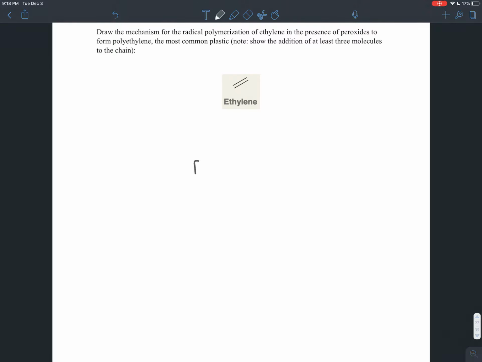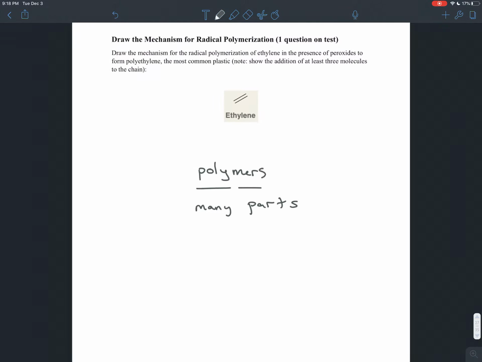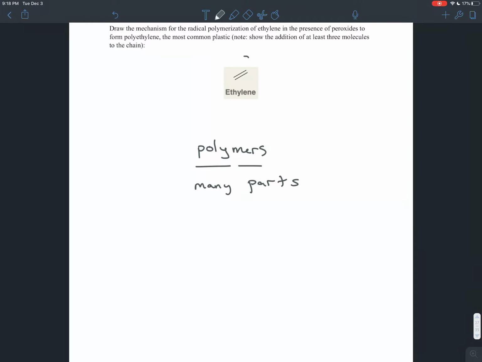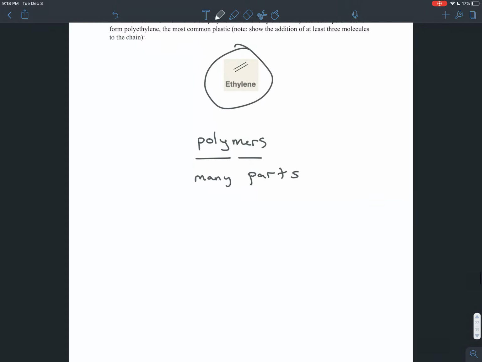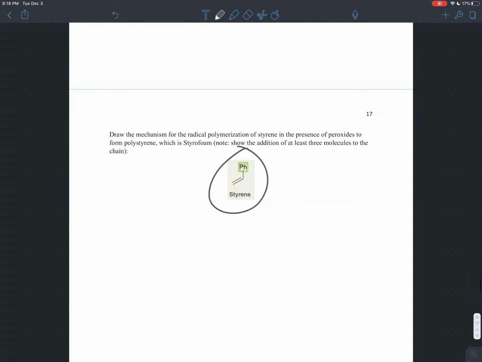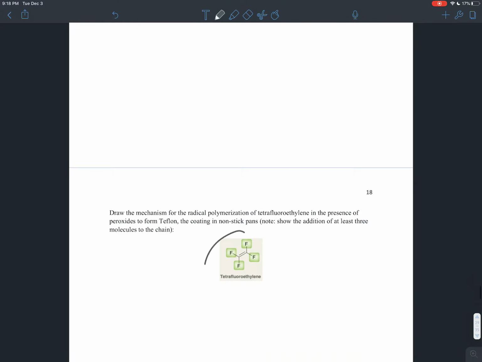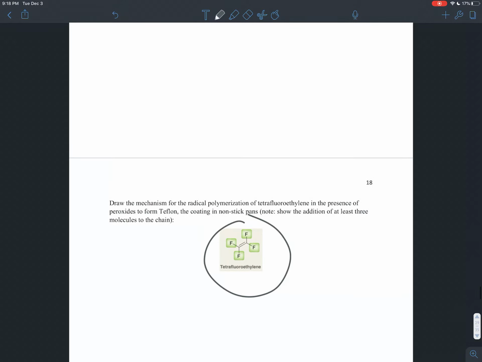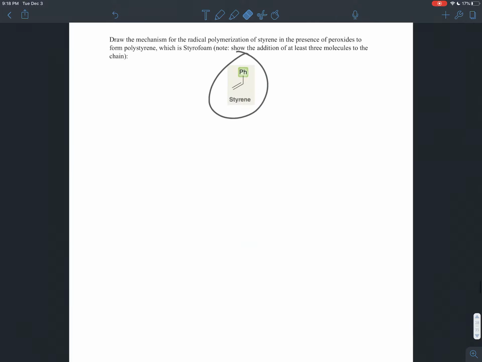A polymer is made of many parts. The prefix poly means many, and the suffix mers comes from the Greek word for part. So polymers have many parts, and really what they are is repeating units. Now we're going to have three different examples here: one where the repeating unit is ethylene, one where the repeating unit is styrene, and one where the repeating unit is trifluoromethylene. We'll deal with these one at a time.